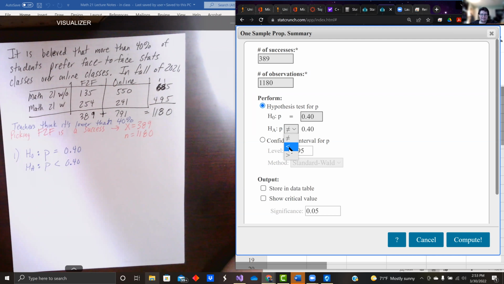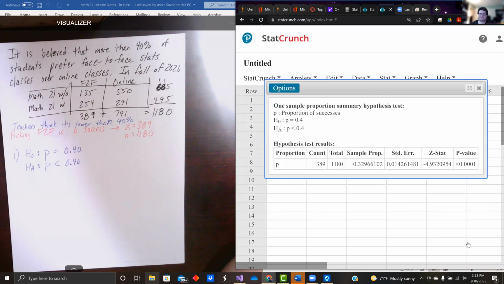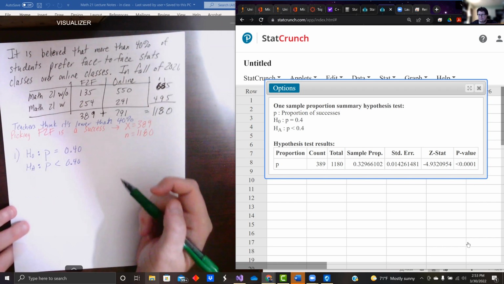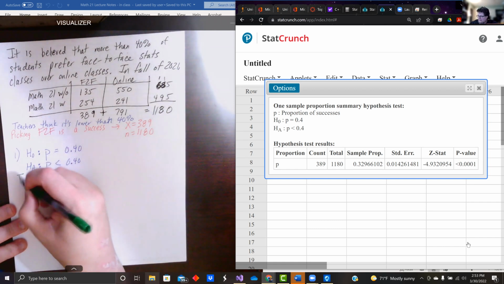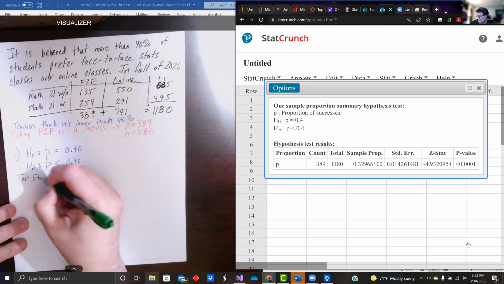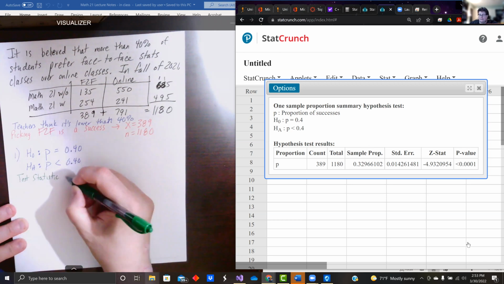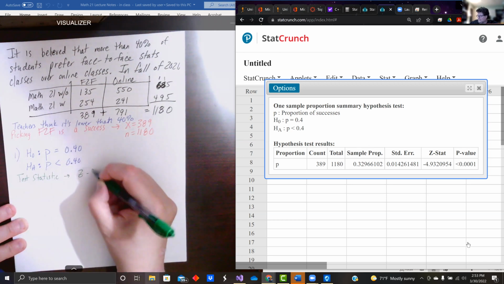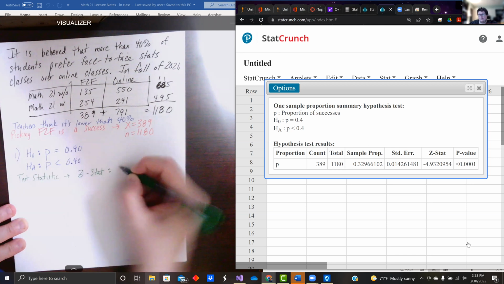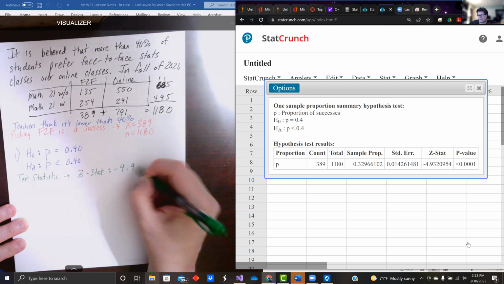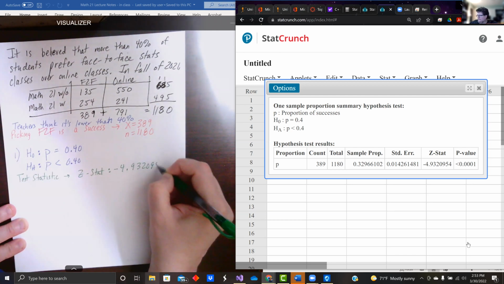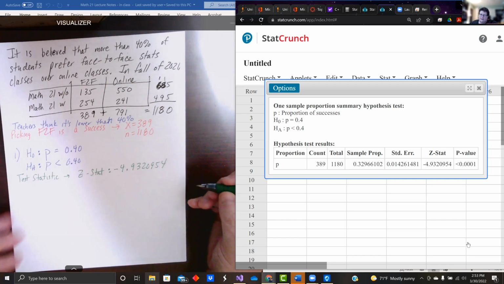But we went for less than, so we're going to go with less than. And we're going to click compute. What we want here is our test statistic, which is Z-stat, it says. Z-stat is negative 4.9320954. We're not going to do anything with that.